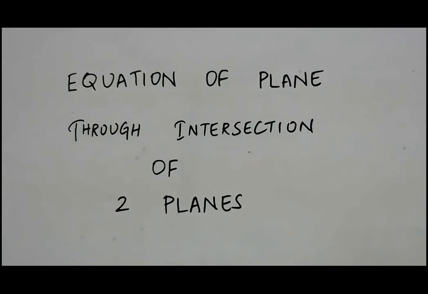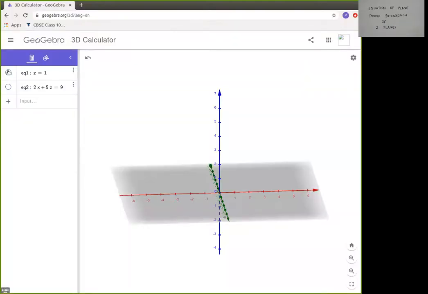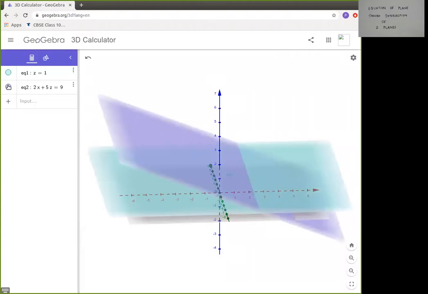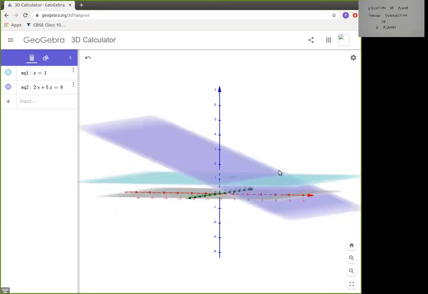In this video, we'll be looking at the equation of a plane through the intersection of two planes. Let pi1 and pi2 be two planes in space. The intersection of these two-dimensional concepts is going to be a line, which is a one-dimensional concept. So for any point on this line, the position vector should satisfy the equation of the plane pi1 and the equation of the plane pi2.